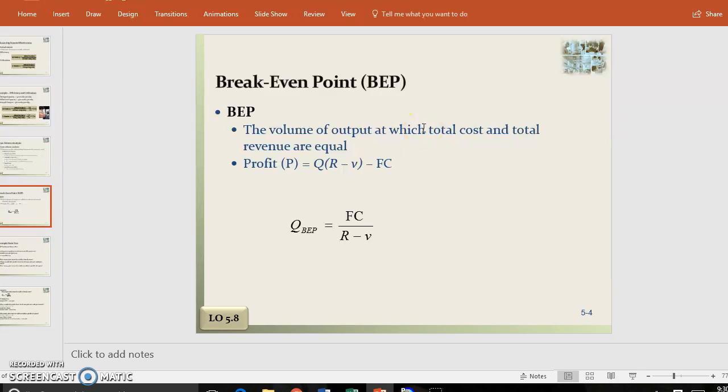When we develop our break-even point, we really have two important equations to deal with. The first one is that our profit is equal to our quantity times our revenue minus our variable costs, minus our fixed costs. And we can rework this equation into our break-even point, which is that point where total costs and total revenues are equal, or our fixed costs divided by our revenue minus our variable costs.